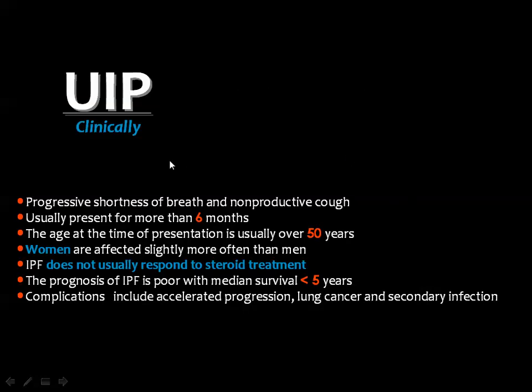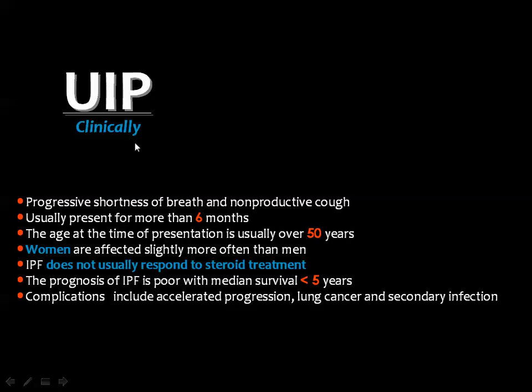Clinically, this is a disease presenting with progressive shortening of breath and a non-productive cough. The symptoms are usually present for more than 6 months, and the presentation is usually over 50 years of age. Women are affected slightly more commonly than men, and this disease does not respond to steroid therapy.